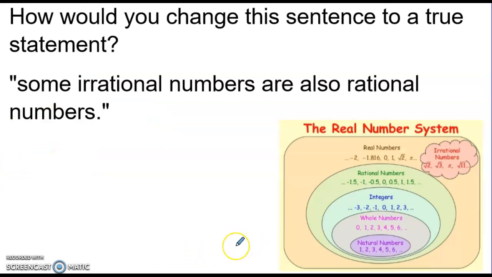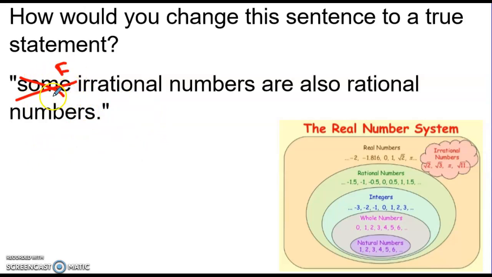All right, how would you change this sentence to a true statement? So it's telling you right now that this is already false. Let's read it. Some irrational numbers are also rational numbers. So if we think about irrational, they're out here, and rational's in here. In this Venn diagram, they never cross. A number either has to be irrational or rational. It can't be both. So instead of saying some irrational numbers are also rational, we need to say no irrational numbers are also rational. So you just need to change that.